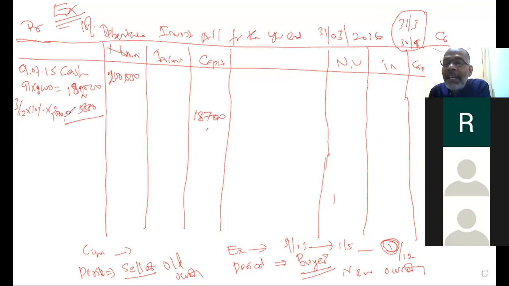Earlier method, what is the interest you have calculated, deducted, and you have recorded in the same side of the income column? Is it okay? What is the interest you have deducted? The same interest you have recorded in the same side of the income column. Okay?